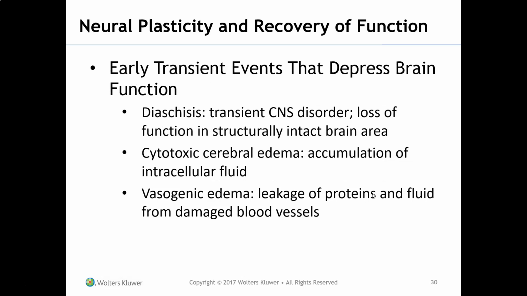Now, early transient events that depress brain function. So diaschisis is a transient CNS disorder, loss of function in structurally intact brain area. Okay, that's the definition. You have a cytotoxic cerebral edema, accumulation of intracerebral fluid. And then you have vasogenic edema, which is leakage of proteins and fluid from damaged blood vessels. So these are just different types of injuries that can occur that can depress brain function. And knowing what kind of injury your patient had is very beneficial.